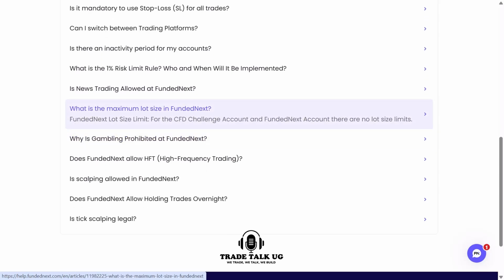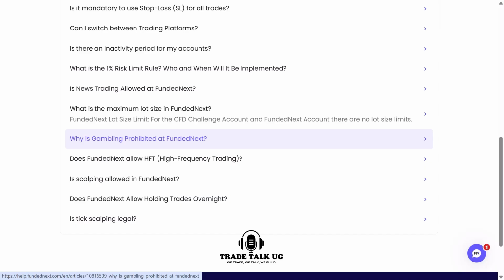Maximum lot size, they don't give you a maximum lot size. The only thing they encourage is not to risk more than 2% of the account. The most you can risk is 2%. So beyond 2%, you have breached a rule. They assume that you're gambling. So when they assume that you're gambling, that's when they breach your account. They send you an email because they will easily spot that this person is just gambling.